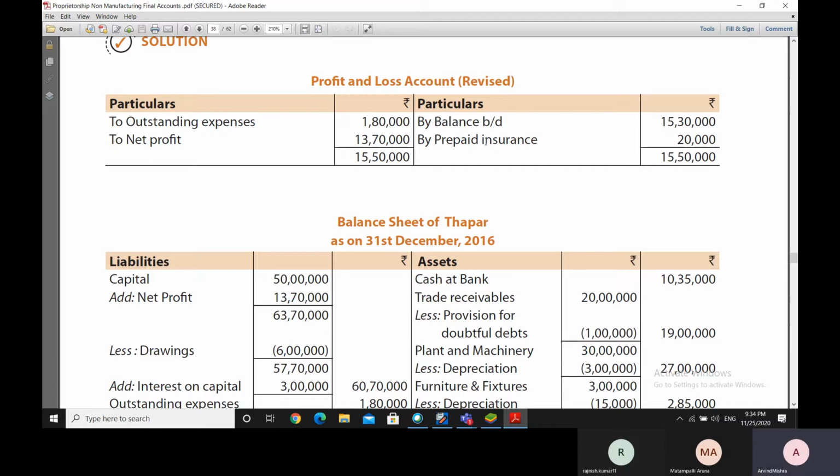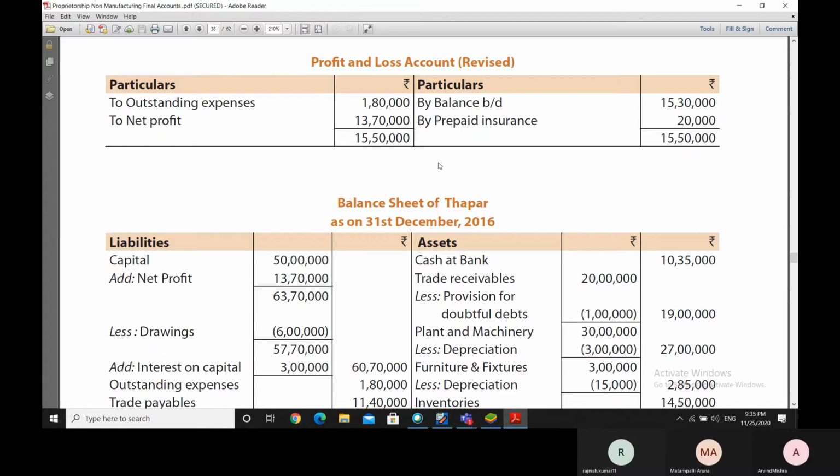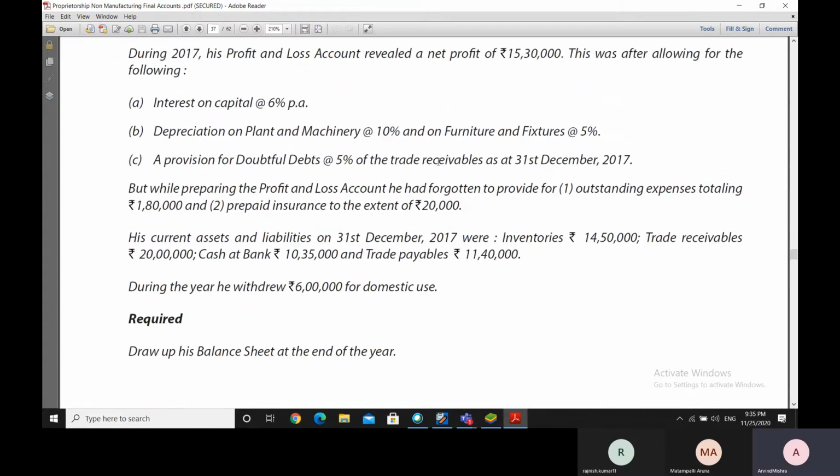We are debiting the prepaid insurance account because when we had paid this amount, we had credited it. This prepaid insurance account here is being debited, and earlier we had credited it. So let us understand the prepaid insurance to the extent of 20,000 rupees.